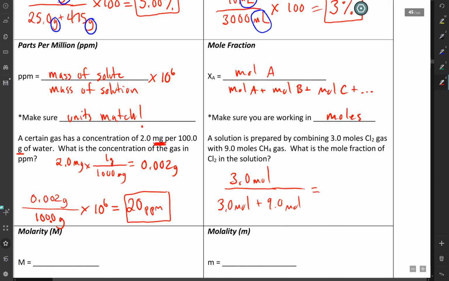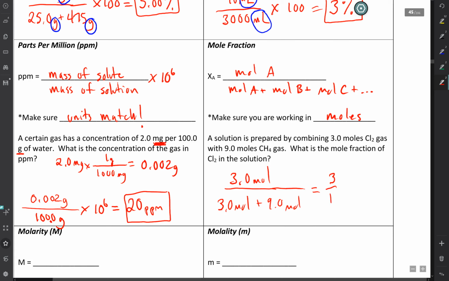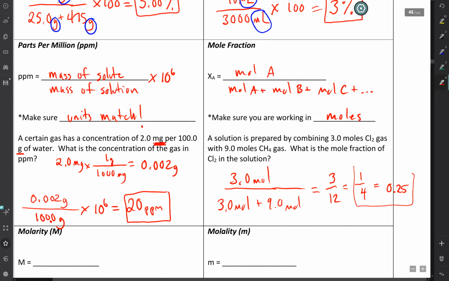And then I'm going to end up with, and it's okay to leave this in fraction form, not a lot of times we do that in chemistry, but I can get that down to 3 over 12, which is 1/4, which is equal to 0.25. Pick one, it really doesn't matter how you express it. Since we've got moles divided by moles, they're going to cancel out. So this is actually unitless, which is good news for those of you who are always forgetting units.